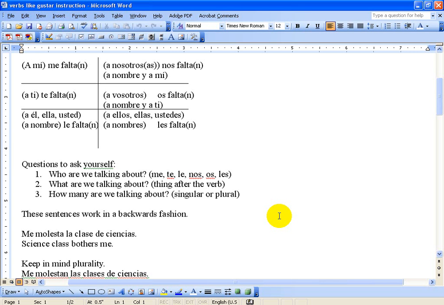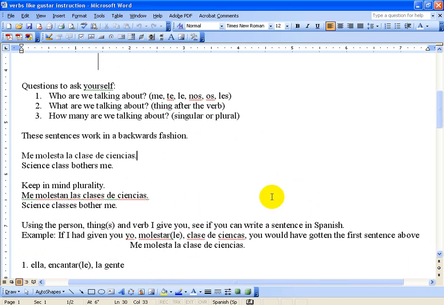And these sentences do kind of work in a backward fashion. So like if you look at this next sentence, "me molesta la clase de ciencias," it means science class bothers me. So when you look at this sentence right here in Spanish, you have science class bothers me. And then it's kind of backwards, but that's just kind of how it works. Do keep in mind plurality, so if it was science classes, I would say "me molestan las clases de ciencias."